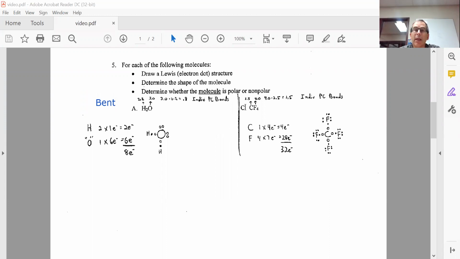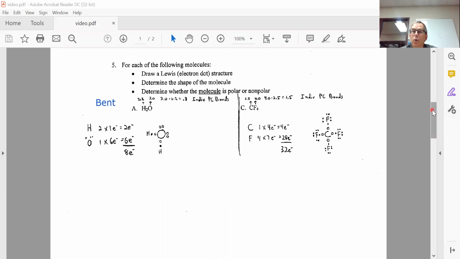Now the other thing it says, determine whether the molecule overall is polar or non-polar. So we have an electronegativity chart. I think I look up here and I can see that the electronegativity of hydrogen is 2.2, oxygen is 3.0. What's the electronegativity difference? It's 3.0 minus 2.2, which equals 0.8. And 0.8 individually, those are polar covalent bonds.